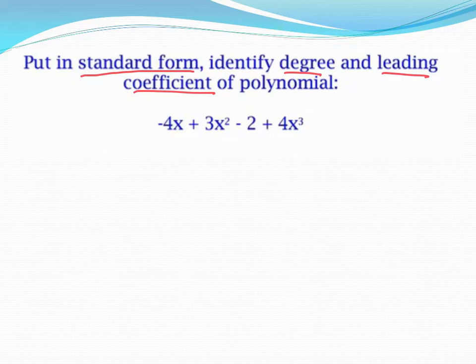So again, first of all, what does standard form mean? Standard form says we're going to put it in descending order in terms of our exponents. So here I have negative 4x, that's really an exponent of 1. Then I have 3x squared, minus 2, no exponent there, plus 4x to the third. So this is going to be my first one, 4x to the third, that's my largest exponent. Then the second largest would be 3x squared, then minus 4x, then minus 2. So that would be written right here in standard form.